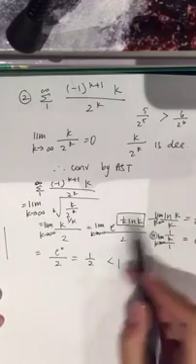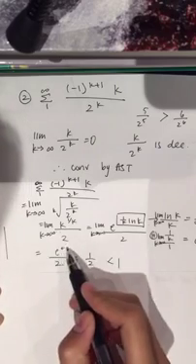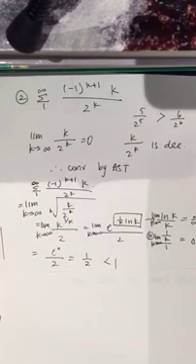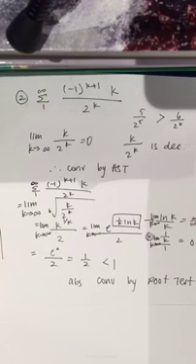So we're going to plug it into the original equation. So it'll be e to the 0 over 2, which would equal 1/2, which is less than 1. So the answer would be absolutely convergent by the root test.